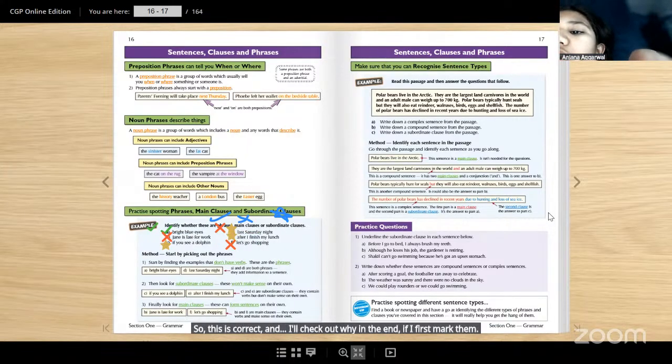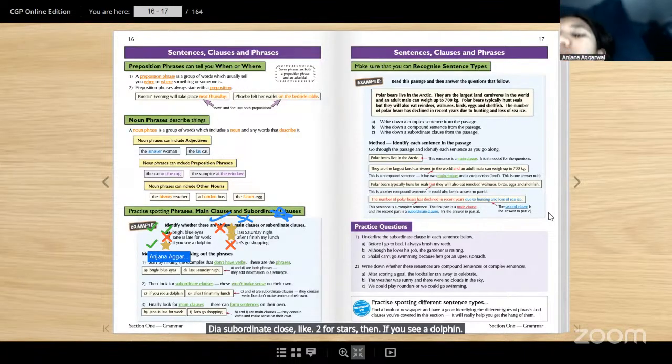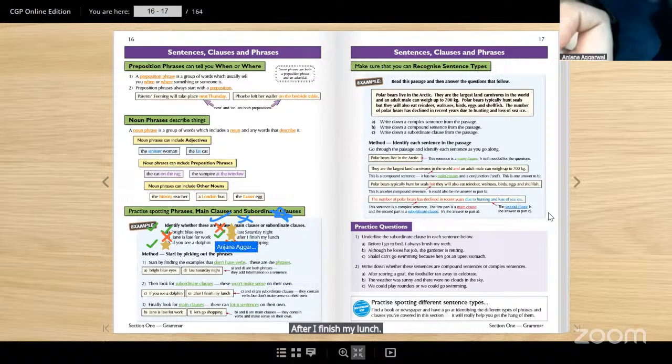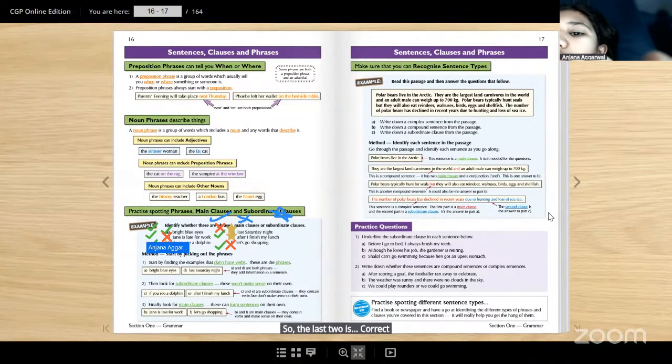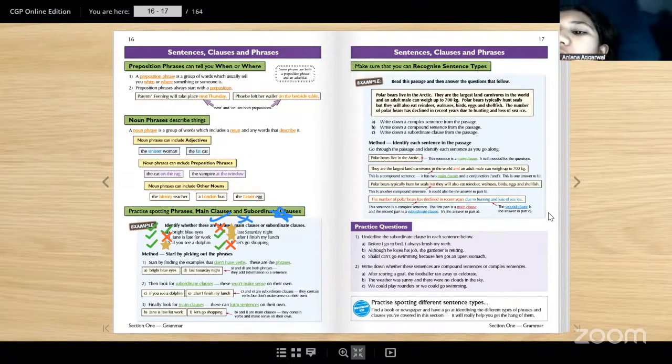These are subordinate clauses, like "if you see a dolphin" and "after I finish my lunch." Jane is late for work, so the last two are correct. The only one that I got incorrect was "last Saturday night."